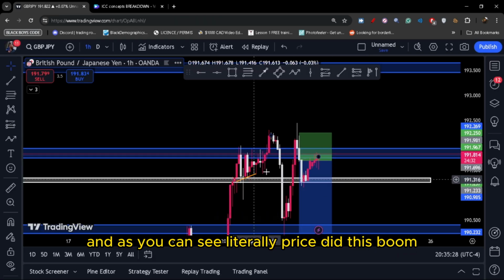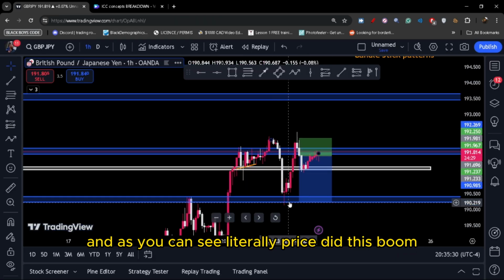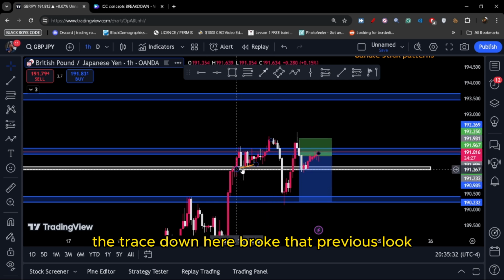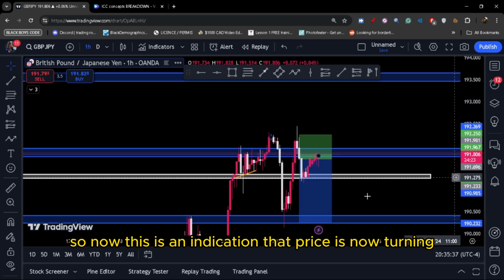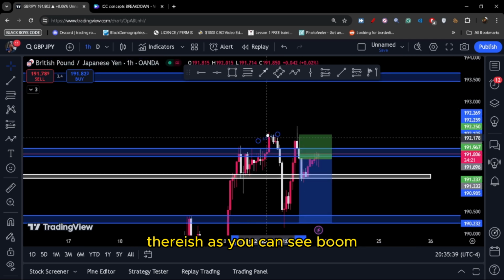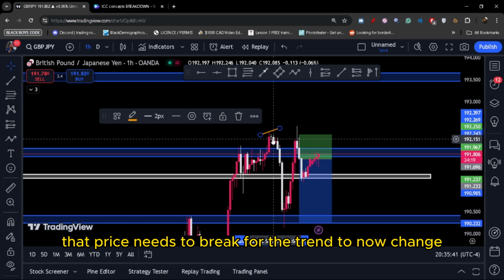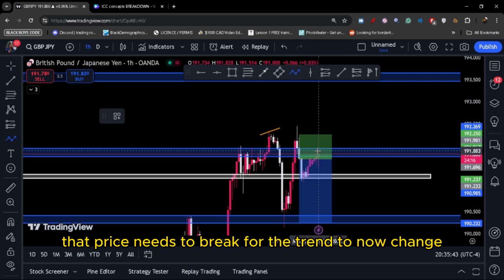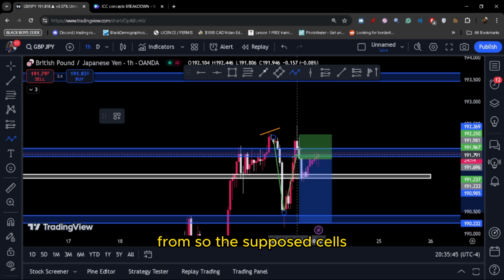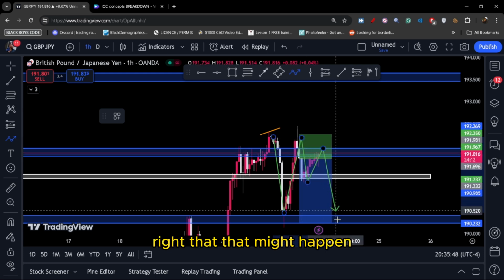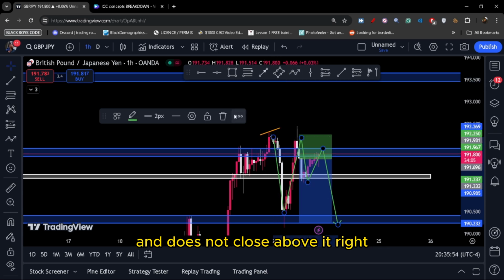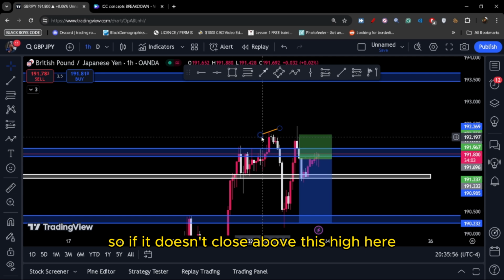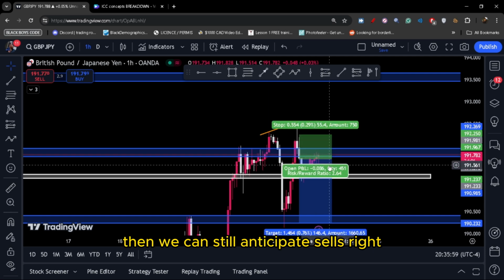And as you can see, price did this, retraced down here, and broke that previous low. So now this is an indication that price is turning bearish. This will be the high that price needs to break for the trend to change from the supposed sells to buys. So if price maintains this high right here and does not close above it, then we can still anticipate sells.